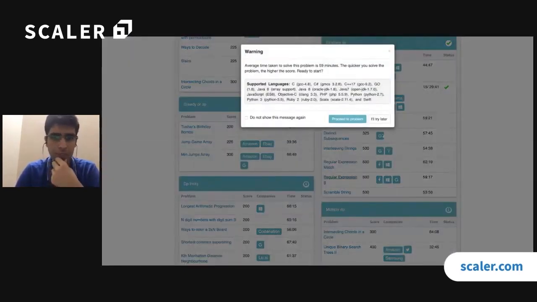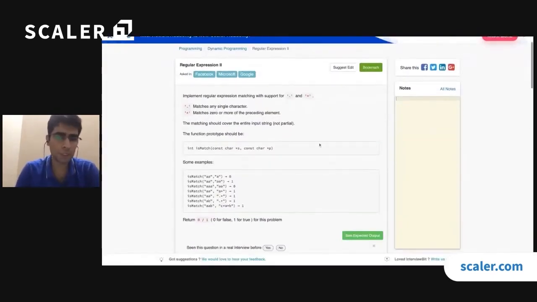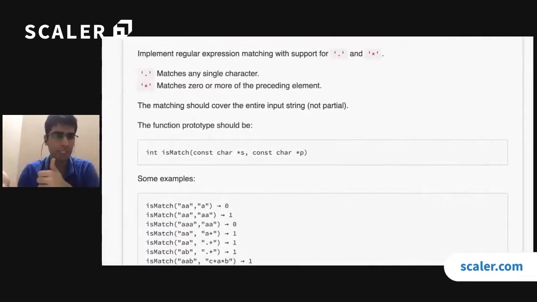Okay, let's try to solve this. I'm not sure if any one of you has ever seen regex before, but what regex allows you to do is basically find all the strings in your directory that match a particular pattern. So basically we are asked to implement a function similar to how regexes work, where the possible values in a regex are fixed.